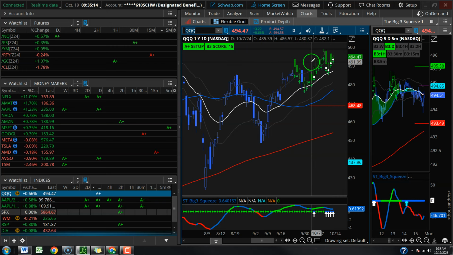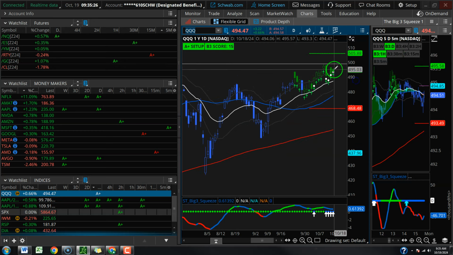Same scoop. Daily squeeze, buy signal, the perfect score of 15. Could we get a few more buy signals? 30 minute is neutral, 15 is neutral. What that daily squeeze does is set the stage for a move into 505, 506. What has to happen to trigger that move?